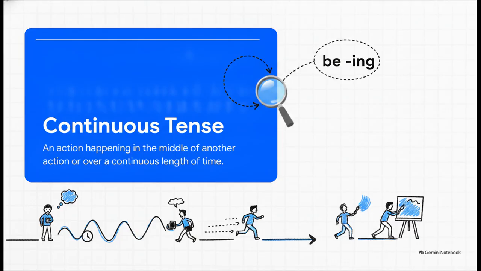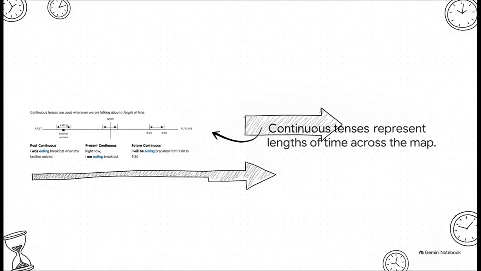Continuous tenses, which you might sometimes hear called progressive tenses, describe a length of time. Mechanically, you achieve this stretch by combining an auxiliary be verb with an ing ending on your main verb. That one little addition literally stretches the action out across time. Notice how those single dots we just talked about have now stretched into horizontal arrows? Let's map these out too.